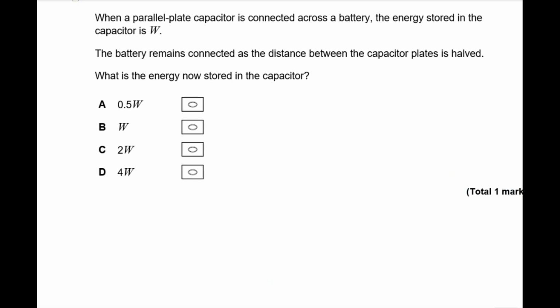Hello, yet another of my A-level physics multi-choice questions. If you want to try to answer this question yourself, please pause the video now.